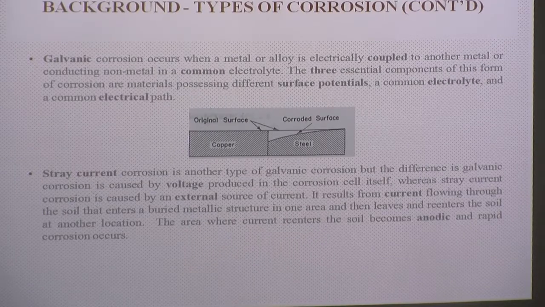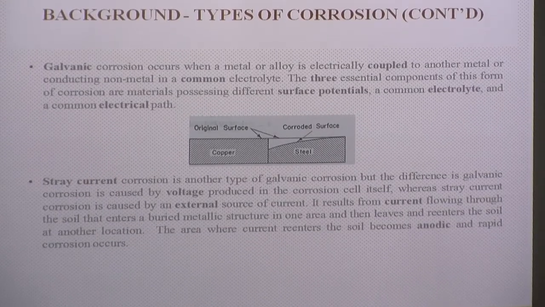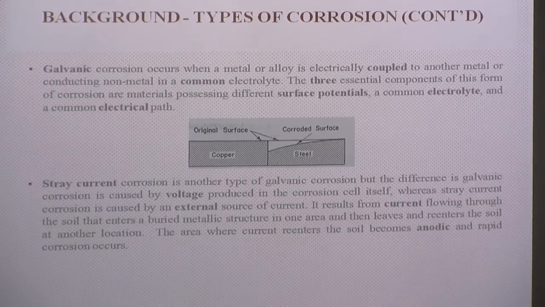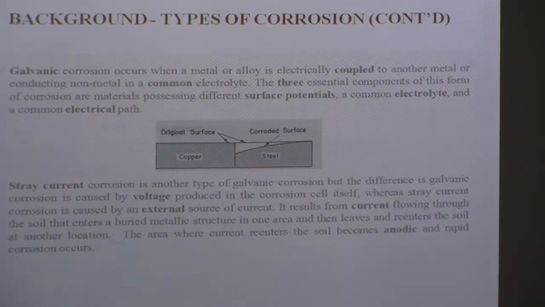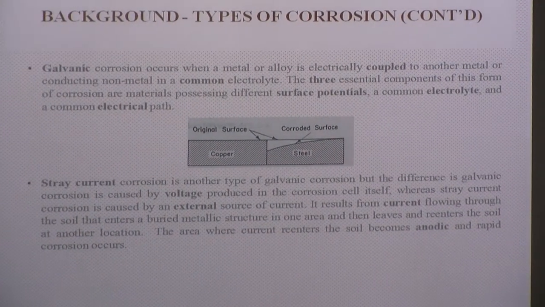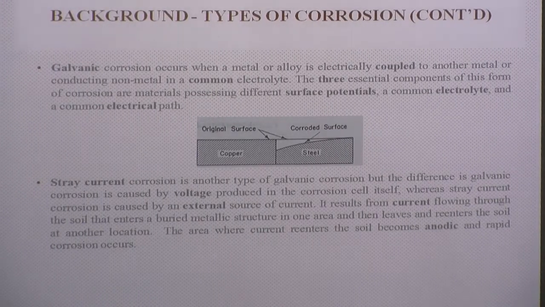There's also galvanic corrosion. This corrosion occurs when the metal or alloy is electrically coupled together in an electrolyte. So the three central components for galvanic corrosion are the metal, two surfaces with different potentials, like copper and steel here, then a common electrolyte, and then the electrical connection. So corrosion takes place.